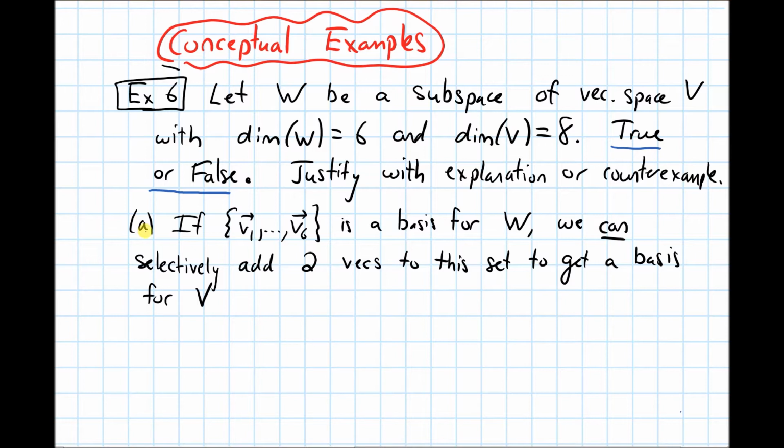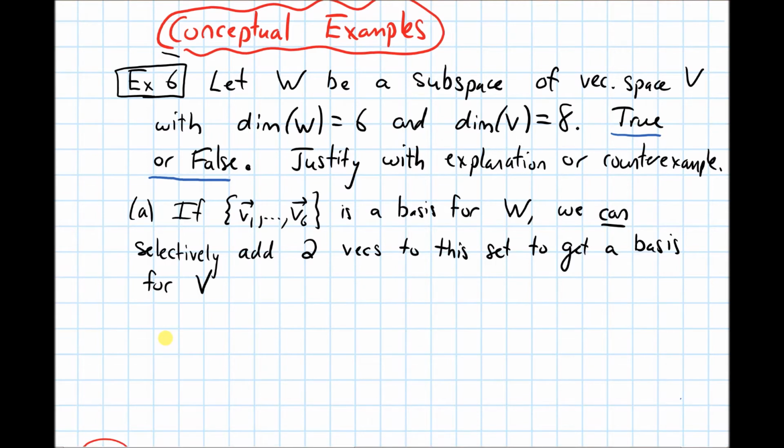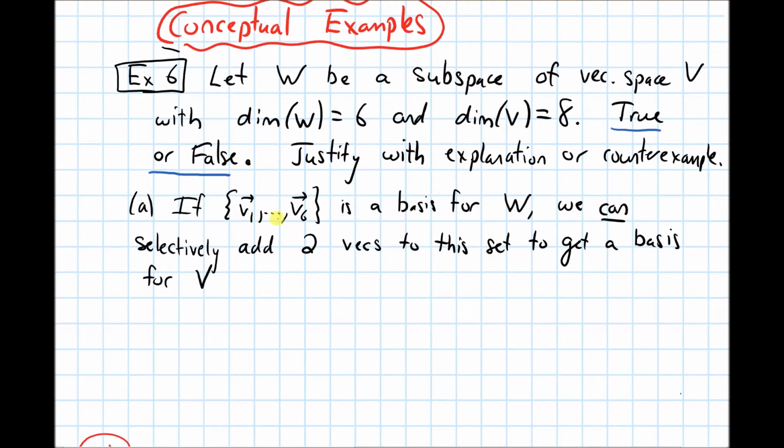Okay, so part A of this problem is the following. If the set of vectors v1 up until v6 is a basis for W, we can selectively add two vectors to the set to get a basis for V. Okay, so let's think about this. We have these 6 vectors. They're a basis for W. And it makes sense that a basis for W would have 6 vectors because the problem tells us that the dimension is 6. So it's saying that we can selectively add 2 vectors to the set to get a basis for V.